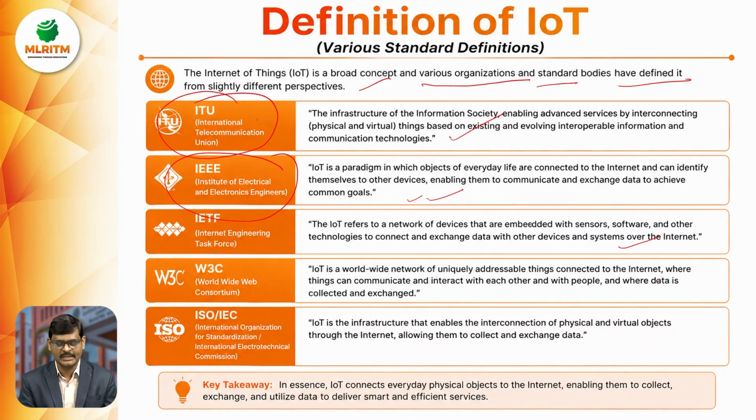Similarly, the W3C defines IoT as a worldwide network of uniquely addressable things connected to the internet, where things can communicate and interact with each other and with people, and where data is collected and exchanged. And finally, ISO and IEC have defined IoT as an infrastructure that enables the interconnection of physical and virtual objects through the internet, allowing them to collect data.